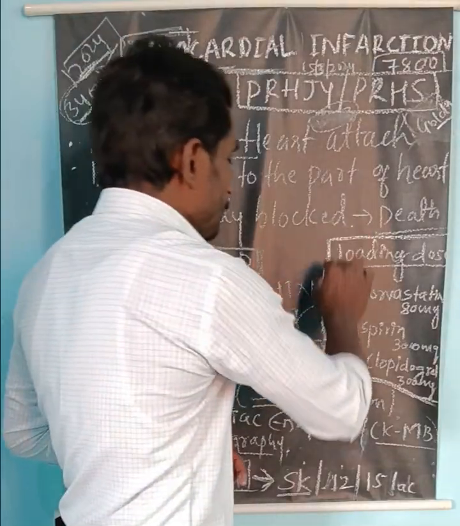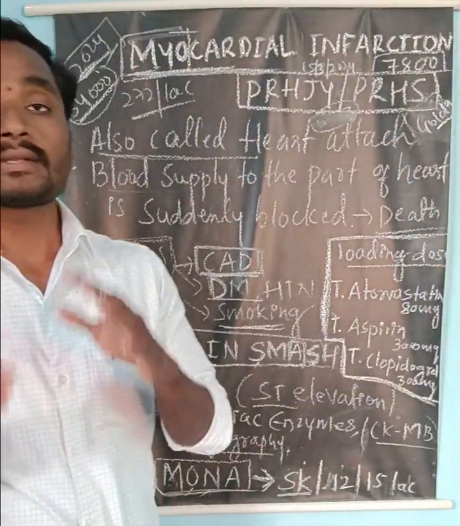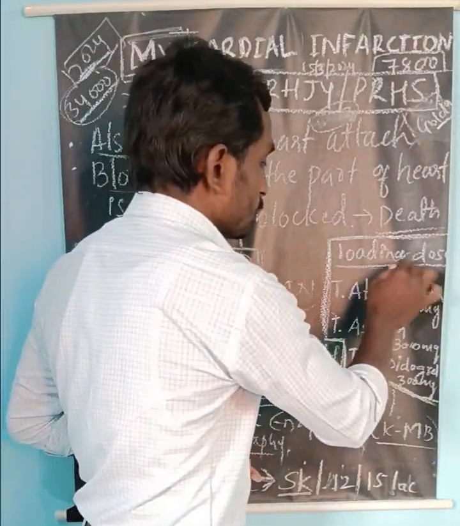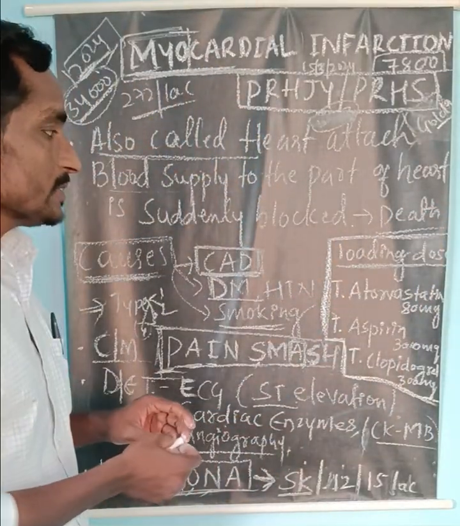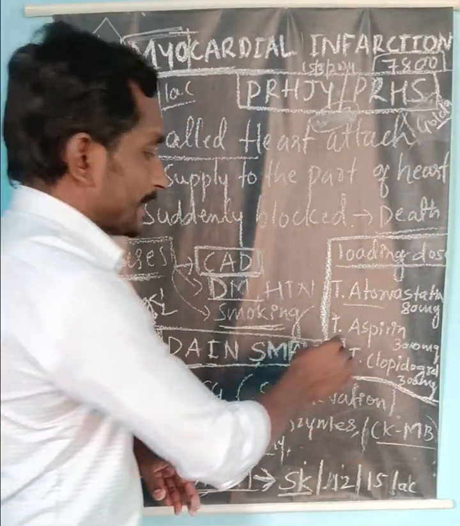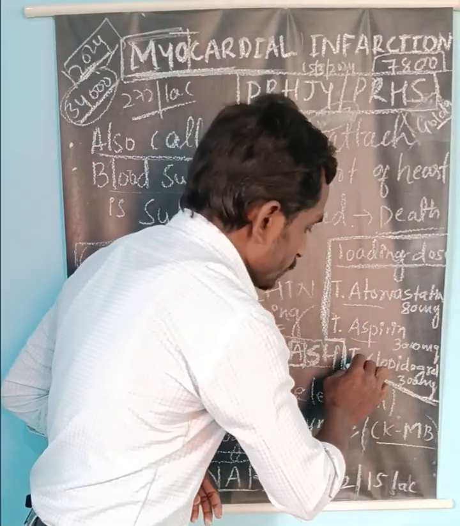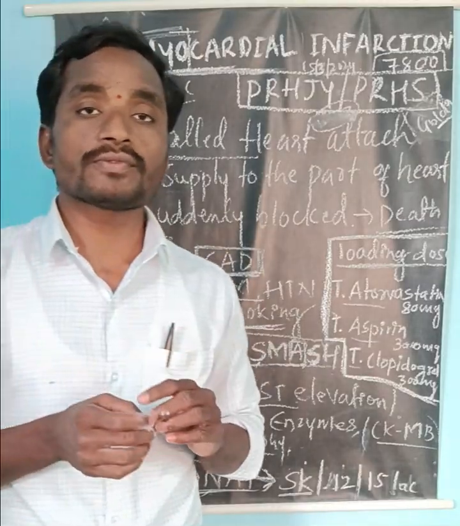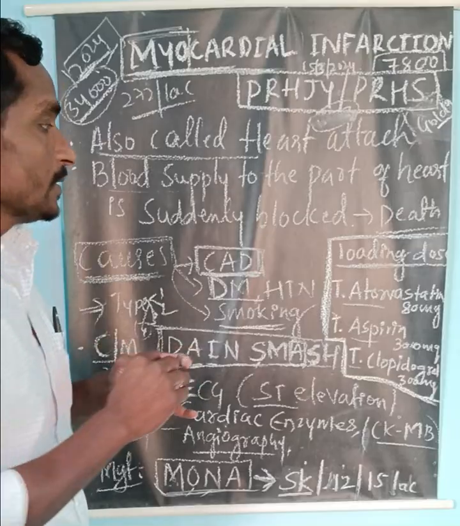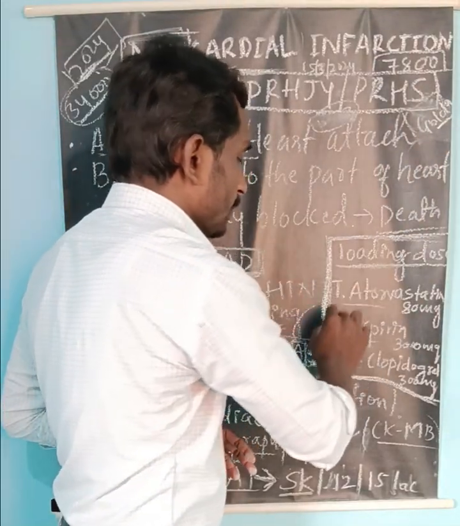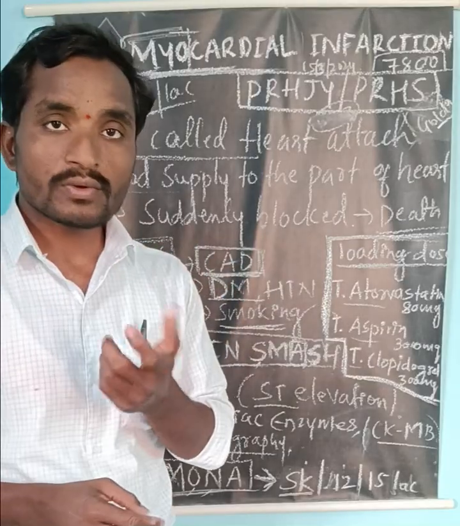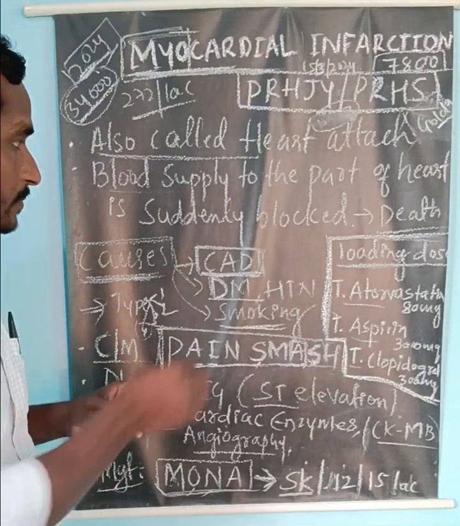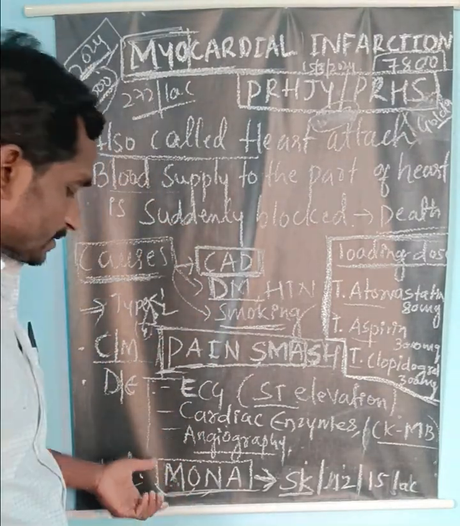Now the American Heart Association supplies a myocardial infarction kit. The kit includes a loading dose: atorvastatin 80 mg, aspirin 300 mg, and clopidogrel 300 mg. This loading dose is administered immediately after the patient develops MI, and the patient is then sent to a higher center for special treatment. This is the immediate management.